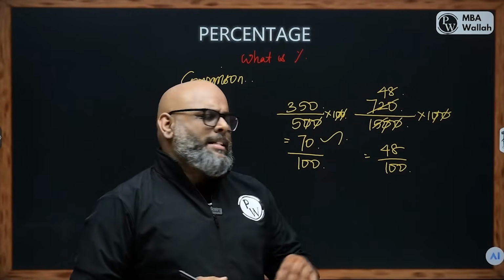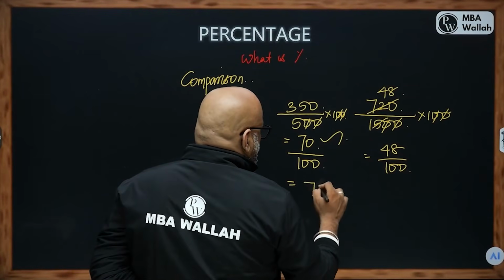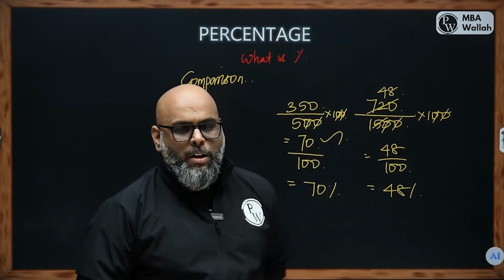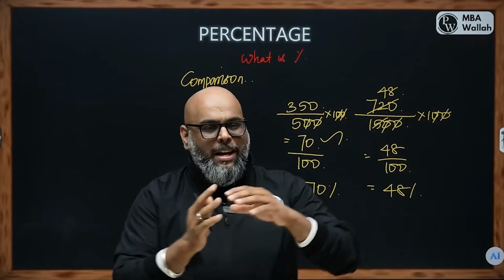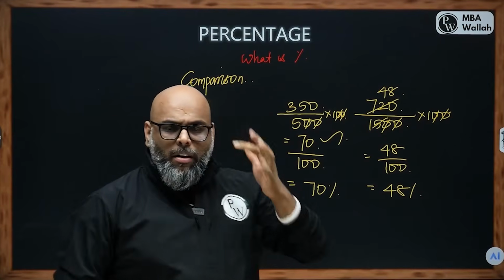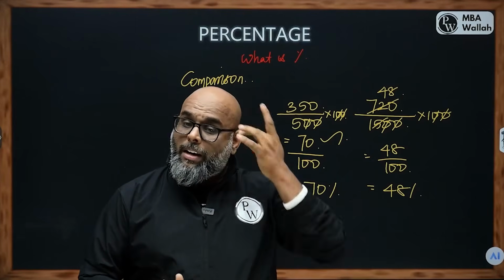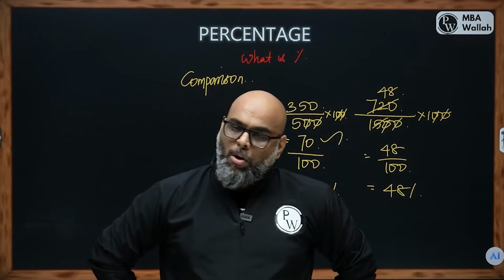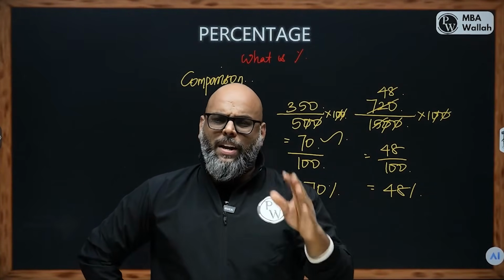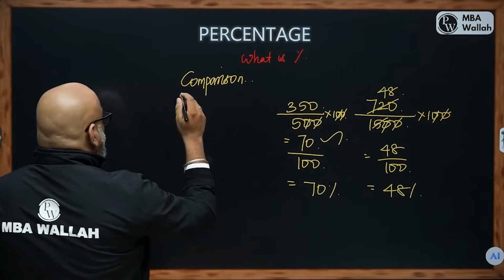So instead of saying 70 by 100 or 70 per 100, we simply say this is 70 percent. This is 48 percent. Percent means every 100. That's the key here. So the moment you know how to convert them, we understand how the value changes and what should be done, and compiling and comparing data becomes a lot easier. So percentage is nothing but per 100, every 100. That's all.